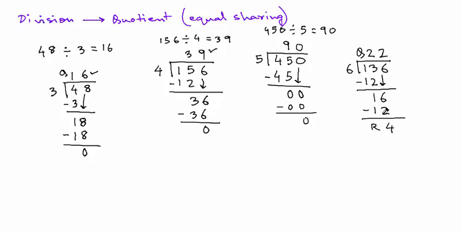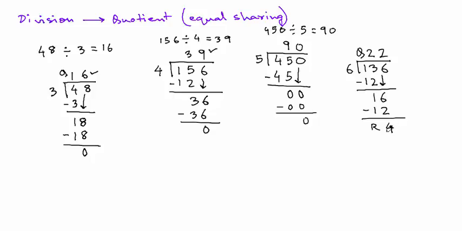It's like saying 136 chocolates divided into 6 bags equally will have 22 chocolates in each one of the 6 bags, and then in the end there will be 4 chocolates left over. You cannot use them because 4 is less than 6.